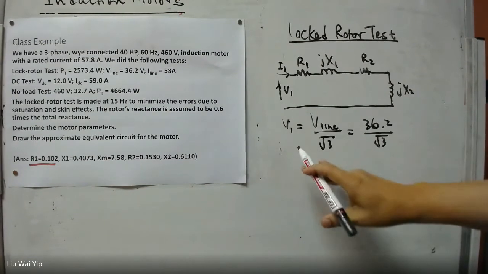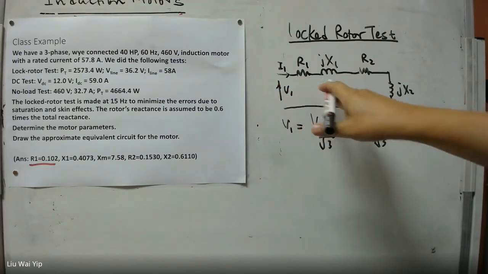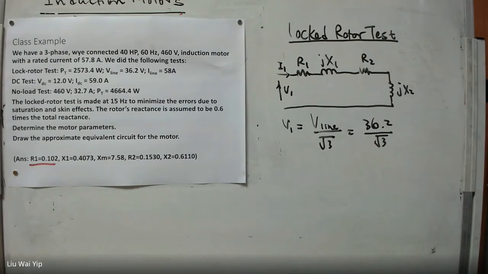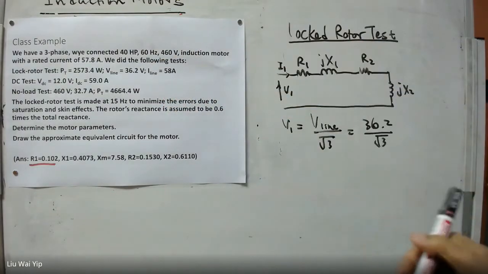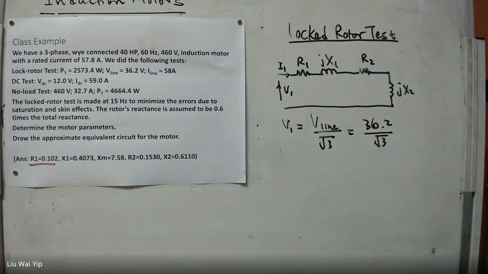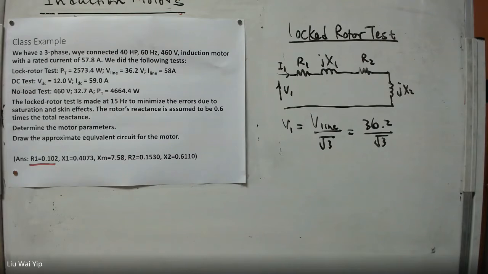And now we are going to calculate the impedance. And the line current here is just the magnitude. You need to find the phase angle for this current.